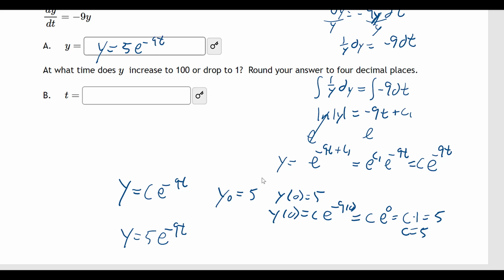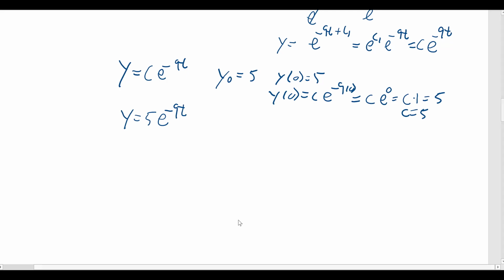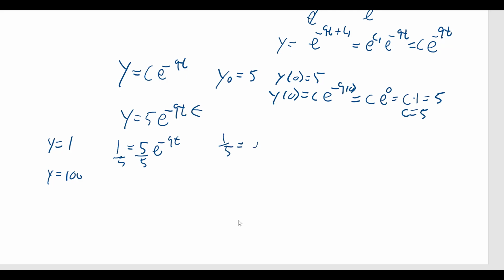For the second part, it says, at what time does y increase to 100 or drop to 1? So you have two different equations to solve. We're going to solve for t now, looking at y being 1 and y being 100. So 1 equals 5 e to the negative 9t. I can divide both sides by 5, so 1/5 equals e to the negative 9t.